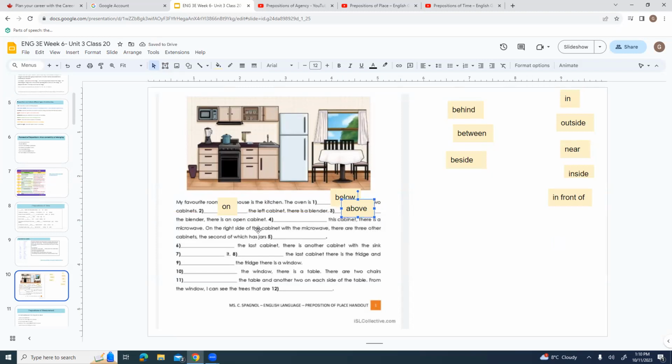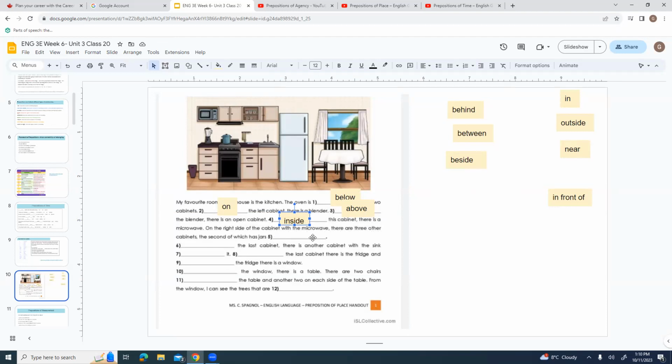Something this cabinet, there is a microwave. So in or inside, I'd say inside, because it's actually in a box like kind of thing. So I wouldn't just say in. To me, it seems like more like inside. On the right side of the cabinet with the microwave, there are 3 other cabinets, the second of which has jars. Okay.